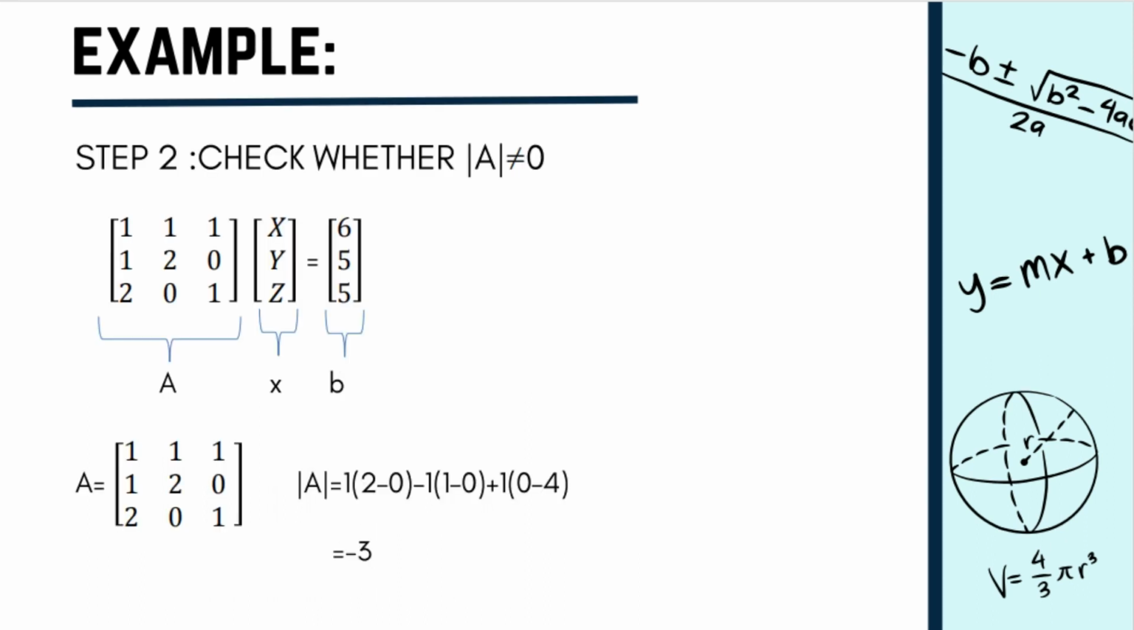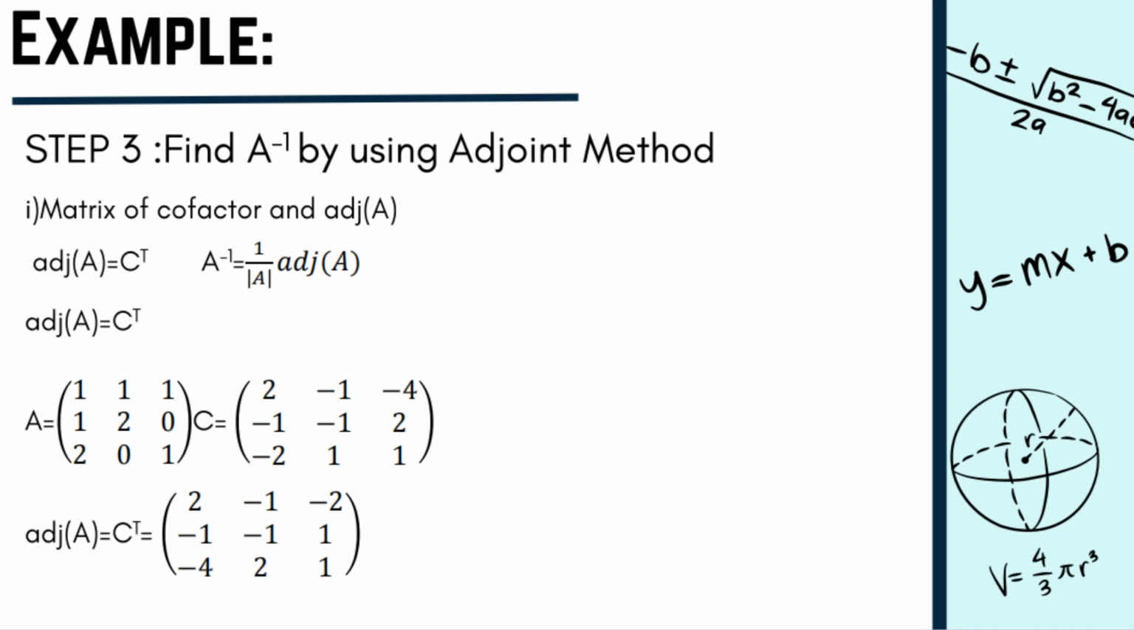Step 2, we must check whether the determinant of A is not equal to 0. After expanding along the first row, we get the determinant of A equal to 1 times (2 minus 0) minus 1 times (1 minus 0) plus 1 times (0 minus 4). So the determinant of A is equal to negative 3.